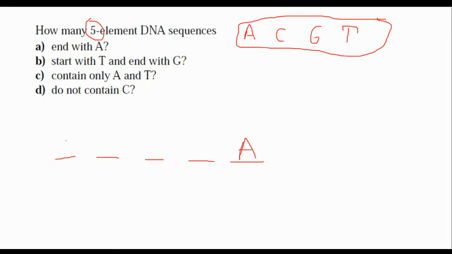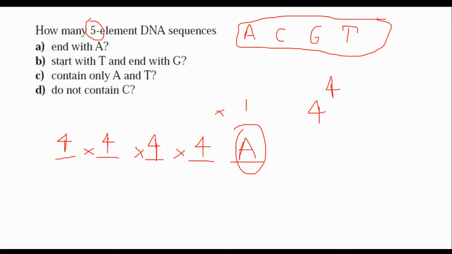I said for each position we have 4 possibilities. So 4, it could be A, C, G, or T. Here the same, here the same, and here the same. So what's the final answer? You just multiply these ones together, and this one is actually 1 because we have only 1 fixed letter here. So what we have, this is 4 power 4.